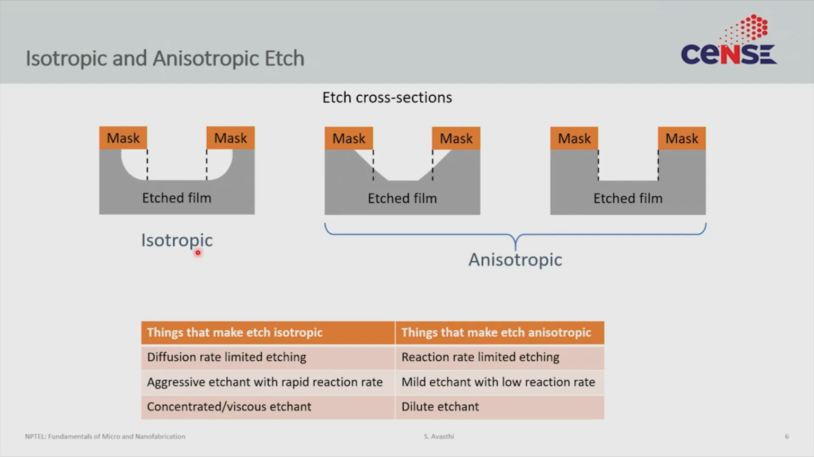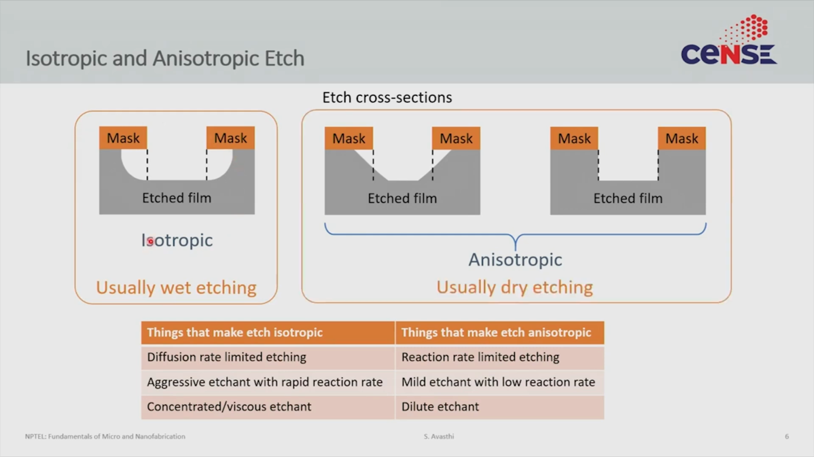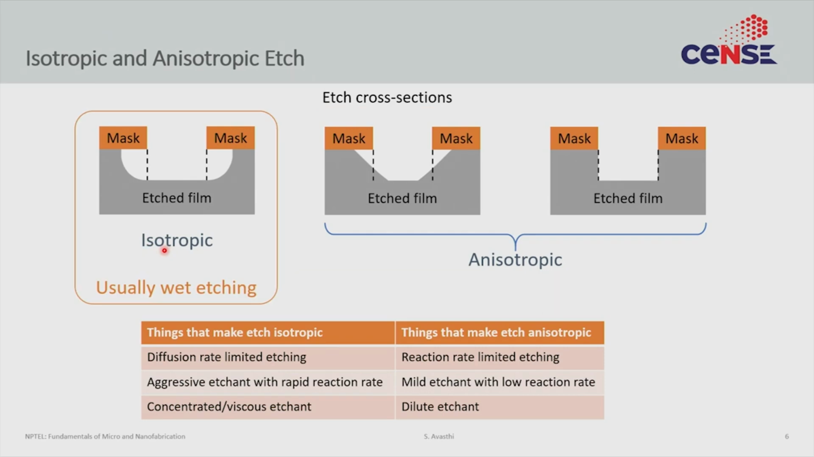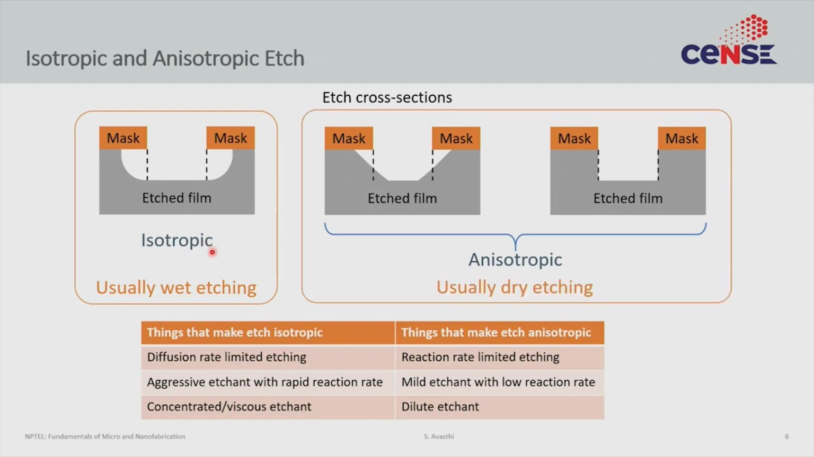Of course, there are differences, but in general, wet etches where you're using a liquid chemical, they tend to be isotropic. Dry etches where you are using plasma, they tend to be anisotropic. Now in general, whenever you are doing wet etching, which is that you are taking an etchant that is liquid, you tend to be isotropic. And in general, when you are doing dry etching, which is when you are doing the etching using plasma, you tend to be anisotropic. Now of course, there are slight exceptions.